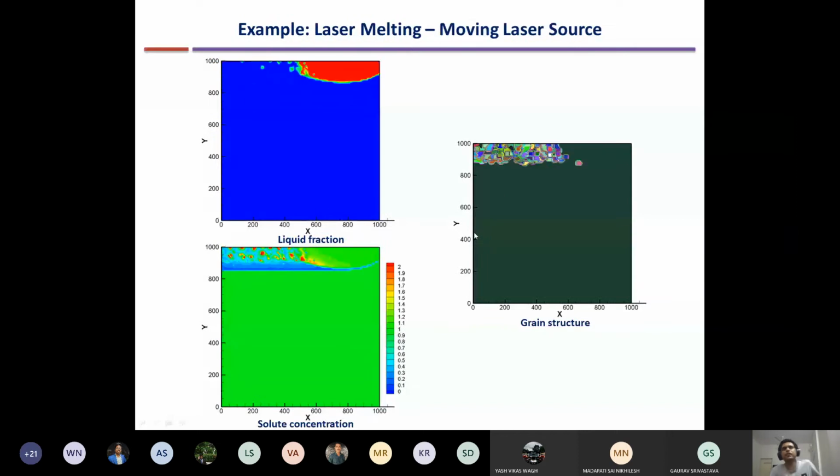Same thing for a moving laser, which is important for additive manufacturing. You have a laser which is going from left to right, and accordingly there is melting from the left and solidification from the right, and you get a final structure like this. For different laser power, different types of laser, or different laser diameter, the radius of the laser beam, different beam diameters will give different microstructure, and this can be predicted.